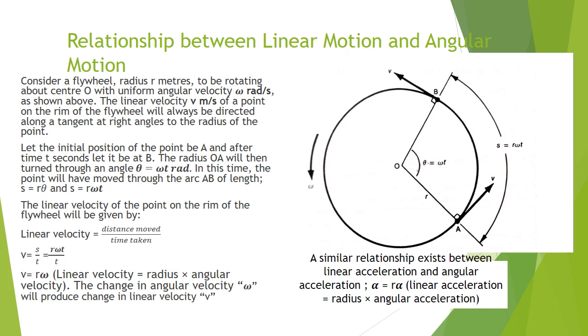Now a similar relationship exists between linear acceleration and angular acceleration. So linear acceleration a is equal to r times alpha, which means linear acceleration is equal to radius times the angular acceleration.